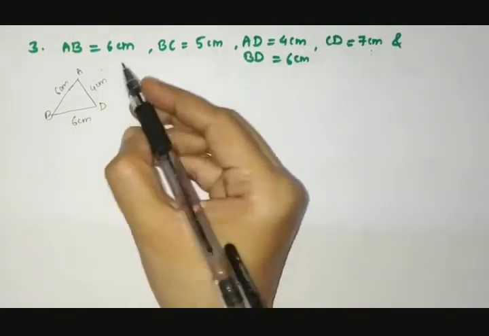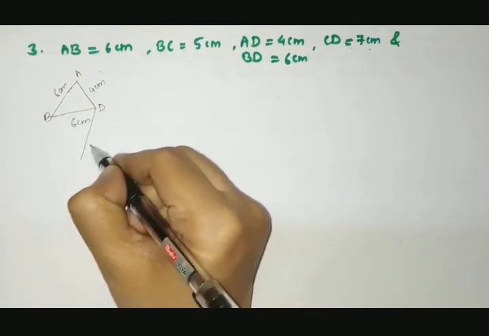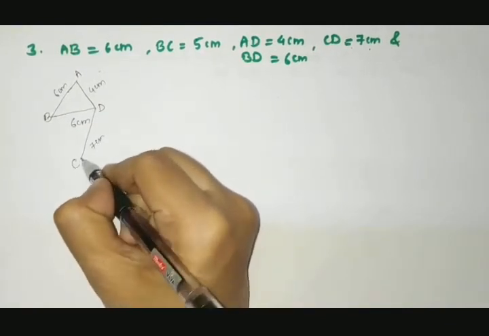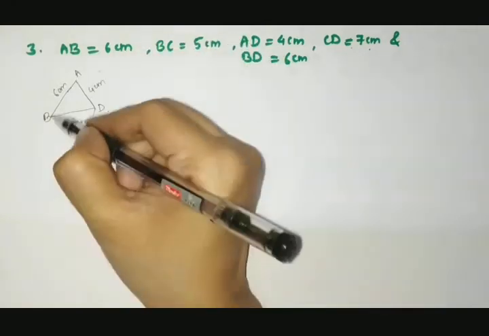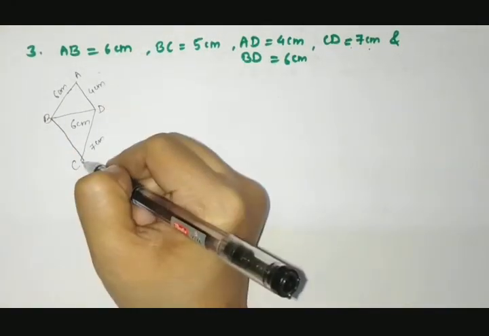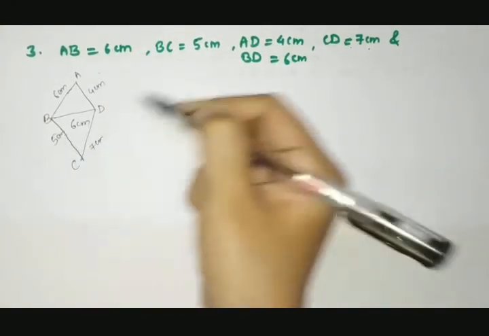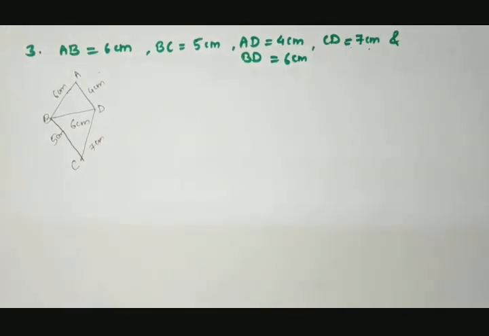Then C to D is given as 7 centimeter. So this is a point C, and then lastly BC is 5 centimeter. So now based on the rough figure, we'll try to construct the original quadrilateral.